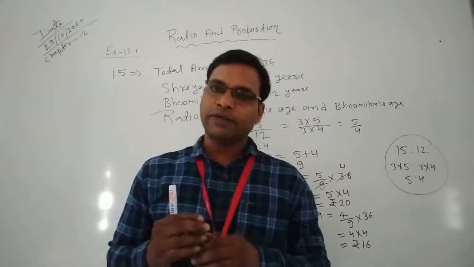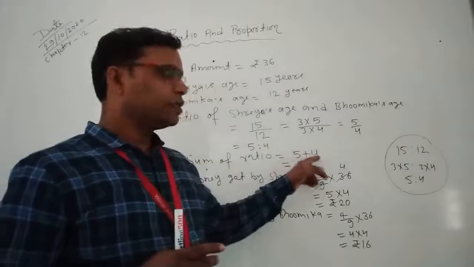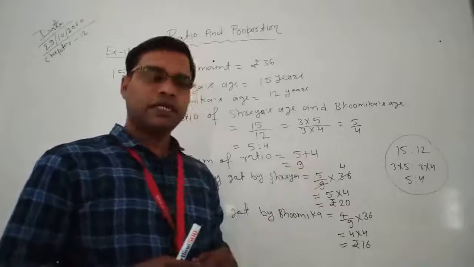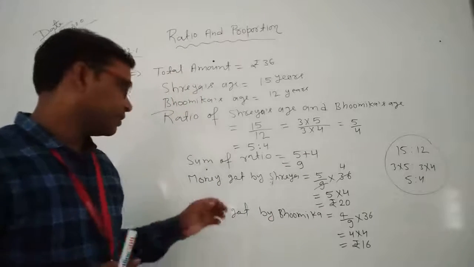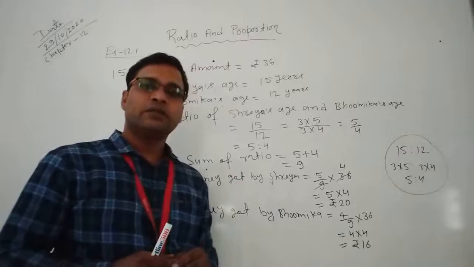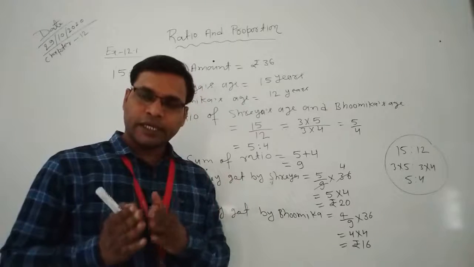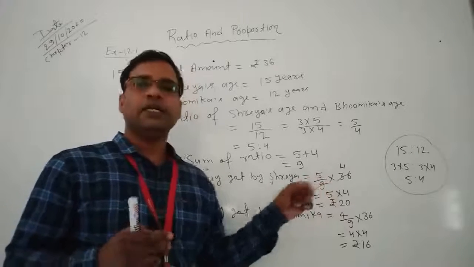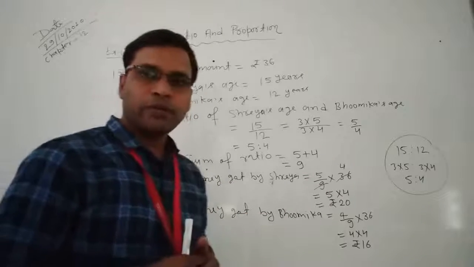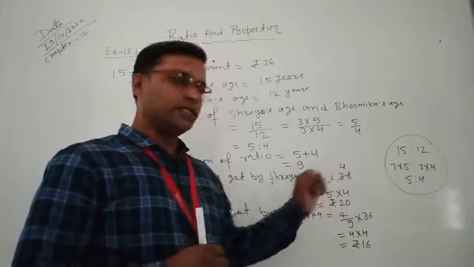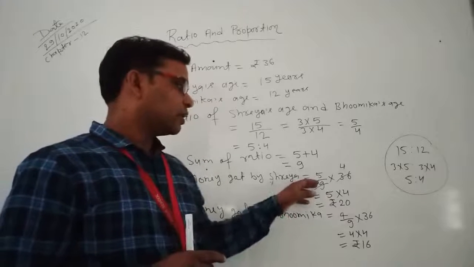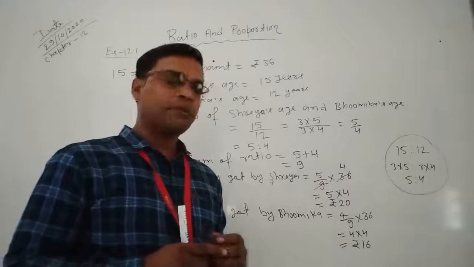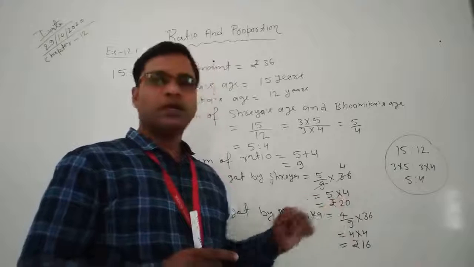After this you find the sum of their ages. So the sum of their ages is 5 plus 4, which is equal to 9. Now after this you find the money got by Shreya. First you write Shreya's ratio by total ratio. Shreya's ratio is 5 and total ratio is 9. So 5 by 9 into total amount. The total amount is 36. Clear? If you divide 36 by 9, then you obtain 4. So 5 into 4 is equal to 20.